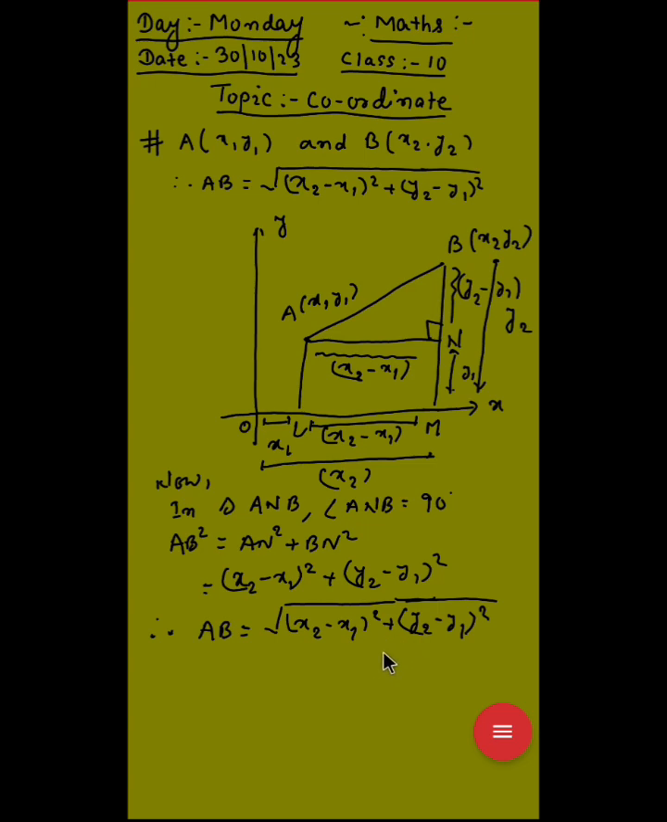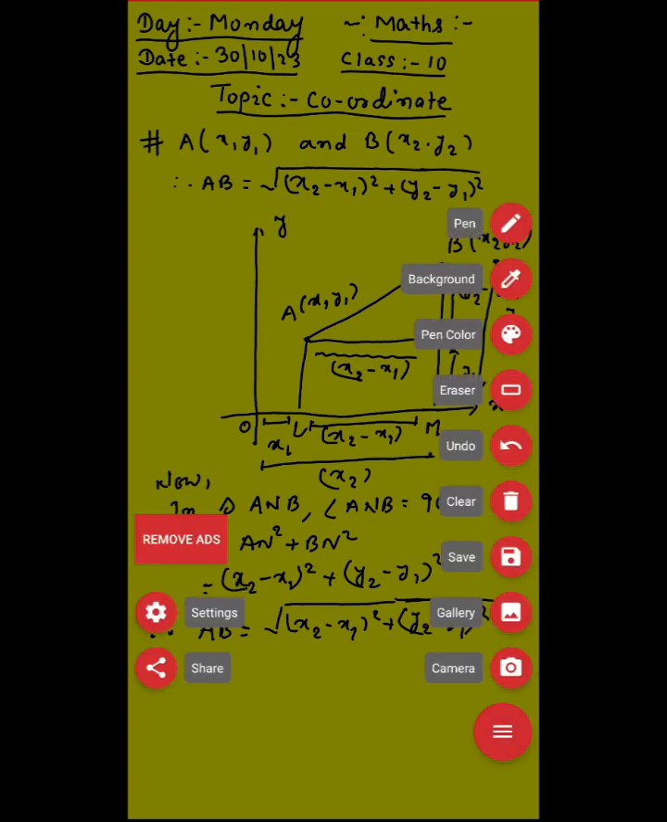Now we are going to do some questions based on it, to see whether the formula is working or not. So now see, suppose I am just taking another example.